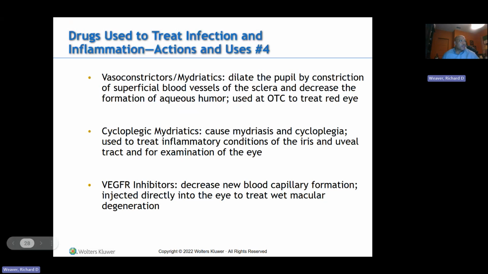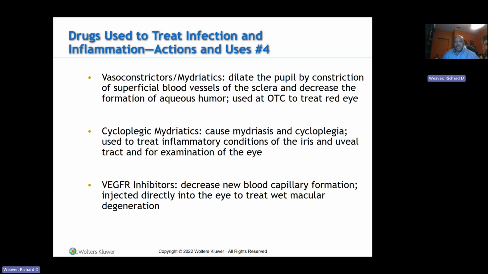And we continue with the drugs that treat infections and inflammation. So you have some of the drugs that are referred to as vasoconstrictors or mydriatics. So mydriatics are drugs that dilate the pupils, or mydriasis. Remember we talked about mydriasis versus miosis. Miosis means to constrict, and mydriasis means to dilate.